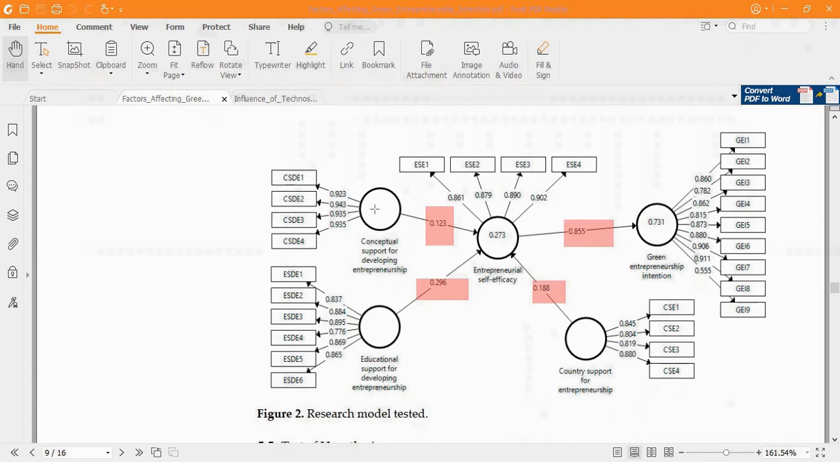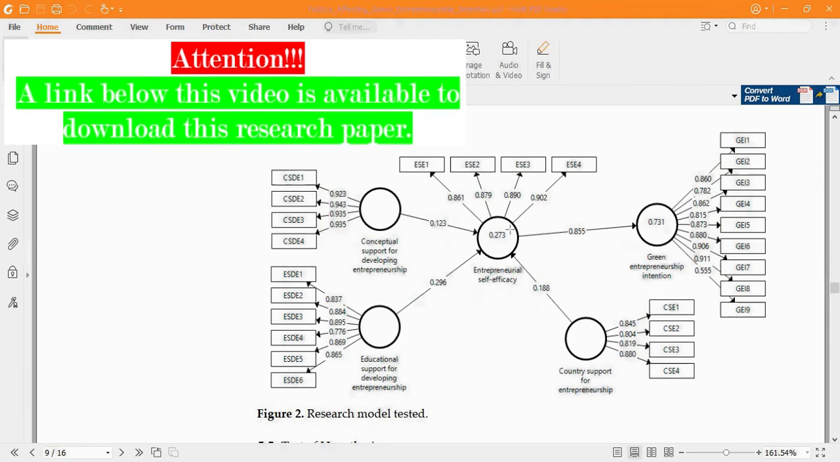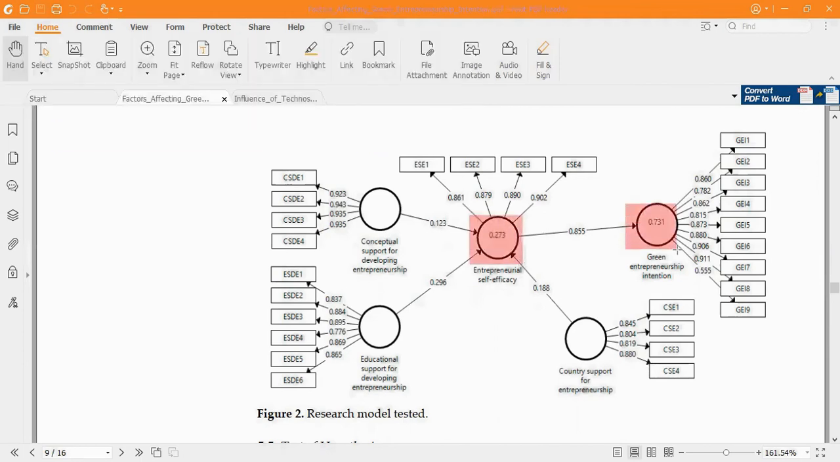That means where we want to check the impact of the conceptual support on the green entrepreneurship intention through the entrepreneurial self-efficacy. So this one is our indirect effect. When you combine direct and indirect with each other, it will become the total effect. These are the contributions of each indicator. These are the good contributions of every indicator, and this is our R square. This is also our R square.